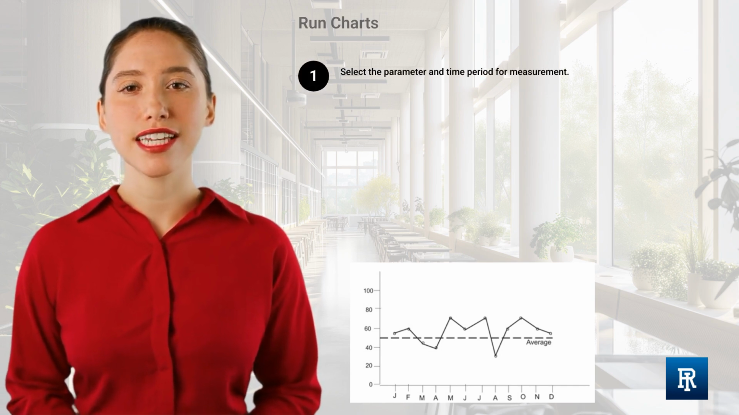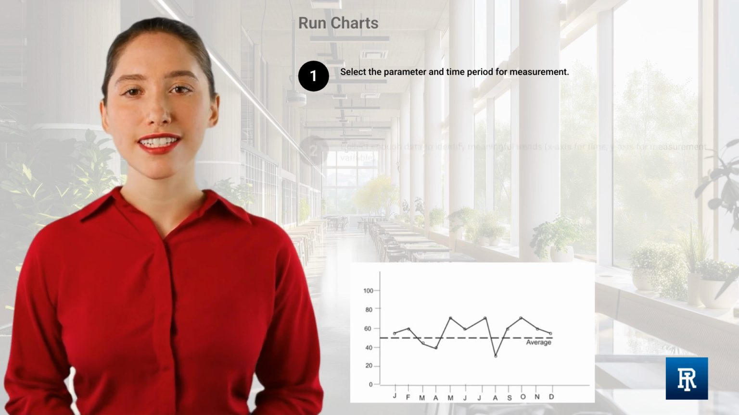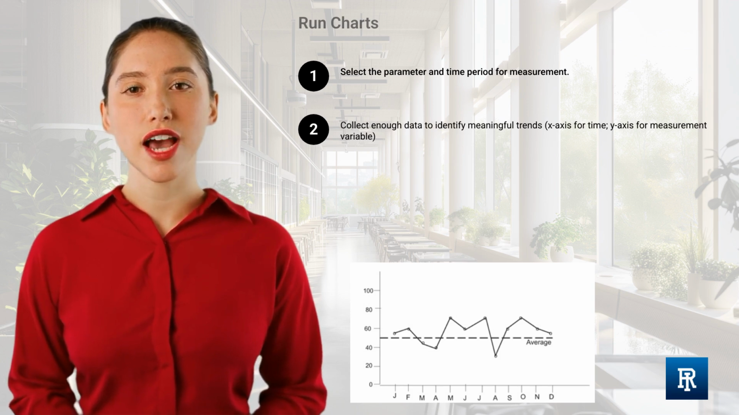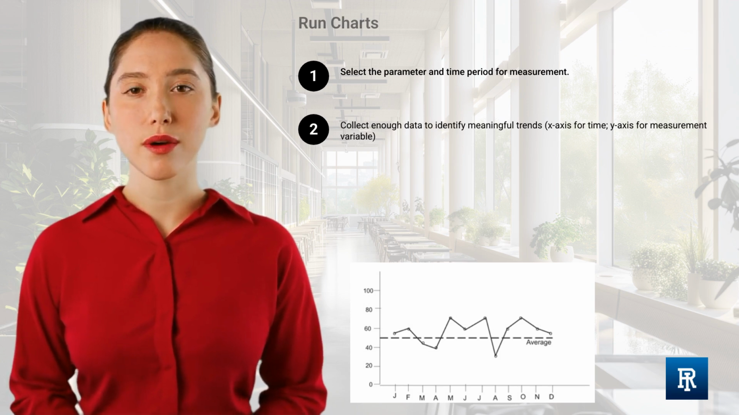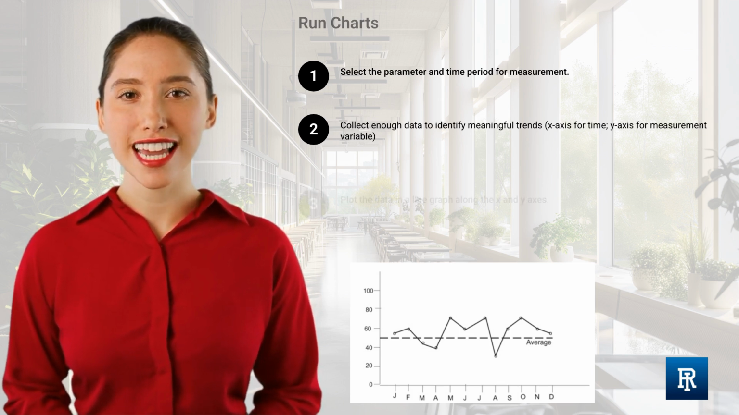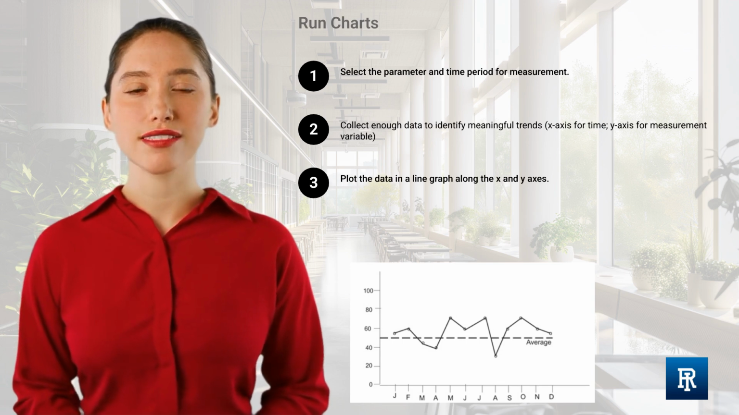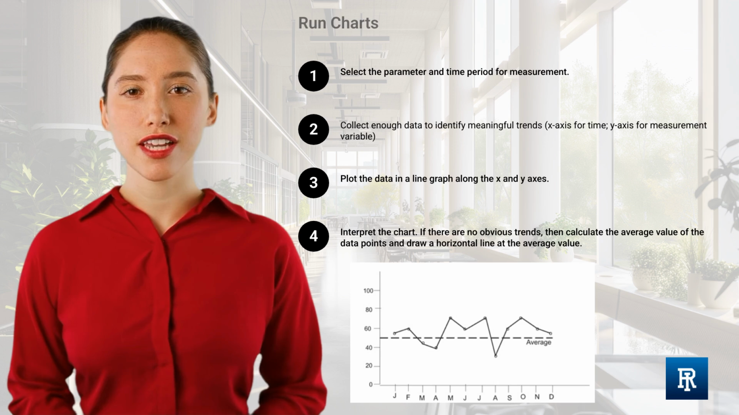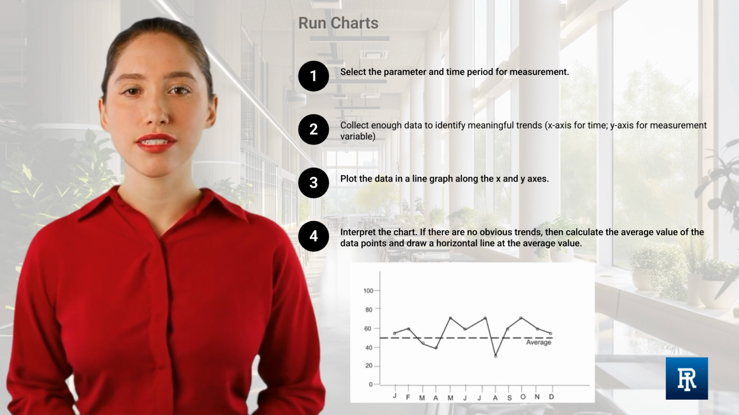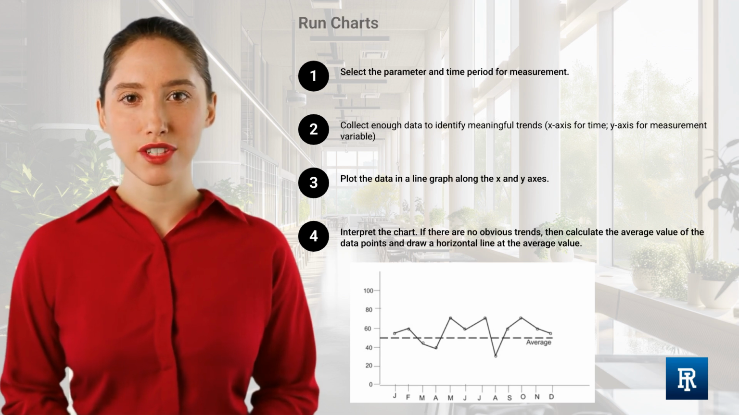Select the parameter and time period for measurement. Collect enough data to identify meaningful trends. Generally, the x-axis is for time or sequence cycle, whereas y-axis is for the variable parameter that you are measuring. Plot the data in a line graph along the x and y-axis. Interpret the chart. If there are no obvious trends, then calculate the average value of the data points and draw a horizontal line at the average value.